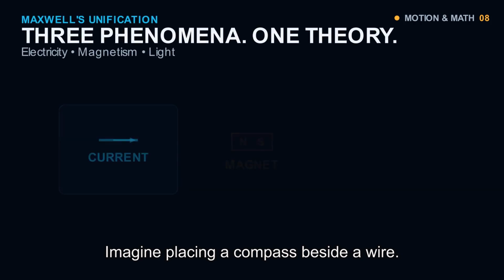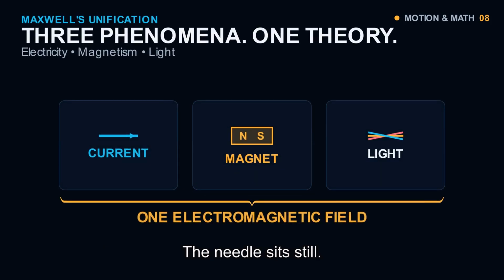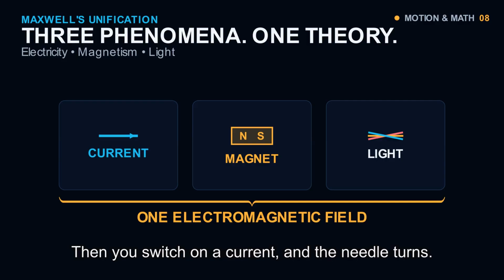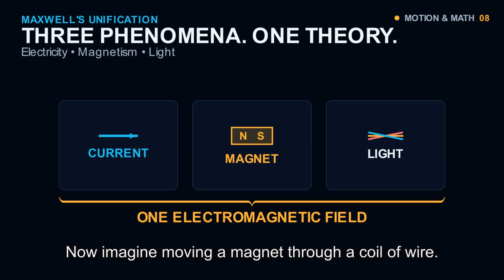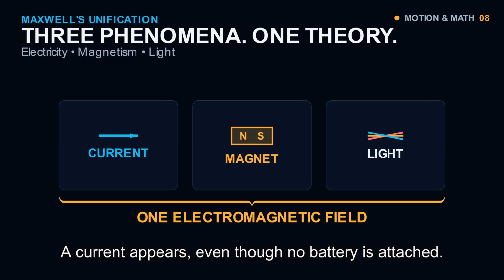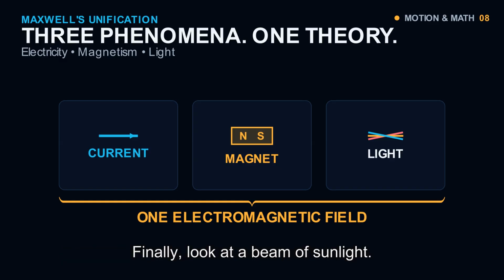Imagine placing a compass beside a wire. The needle sits still. Then you switch on a current, and the needle turns. Now imagine moving a magnet through a coil of wire. A current appears, even though no battery is attached. Finally, look at a beam of sunlight.